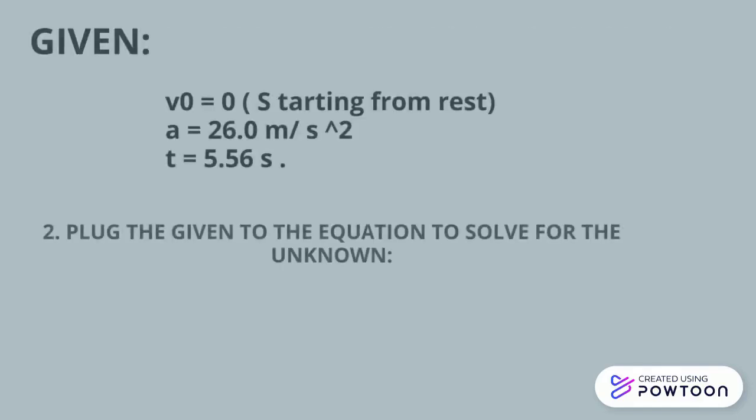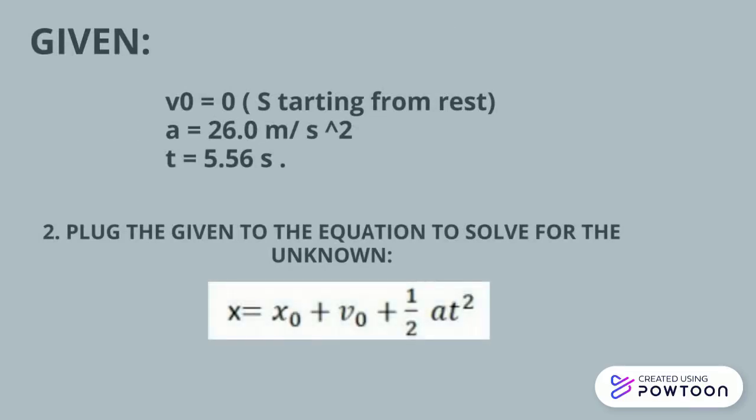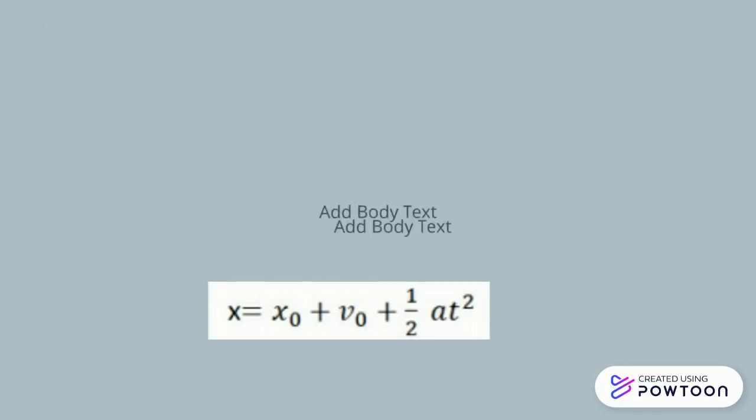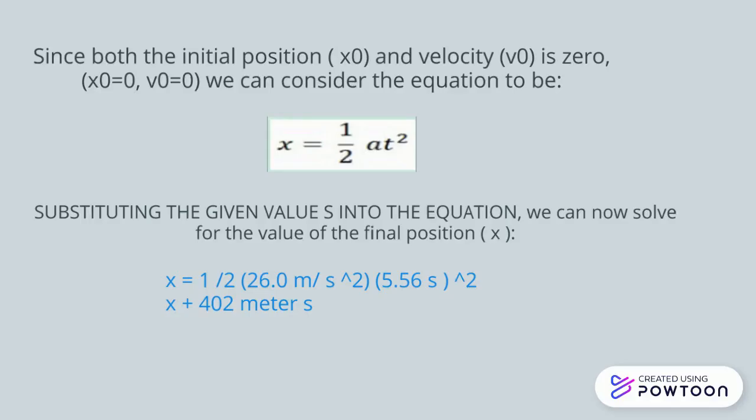For the first step, we have to identify the givens, where initial velocity is equivalent to 0 and acceleration is equivalent to 26.0 meters per second squared, while the time it takes is 5.56 seconds, as stated in the problem. For the second step, we have to plug in the givens to the equation to solve for the final position. Since both the initial position and velocity are equivalent to 0, we can consider the equation to be the final position is equivalent to 1/2 of acceleration times time squared.